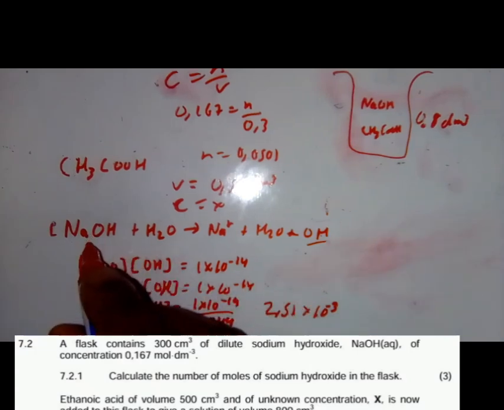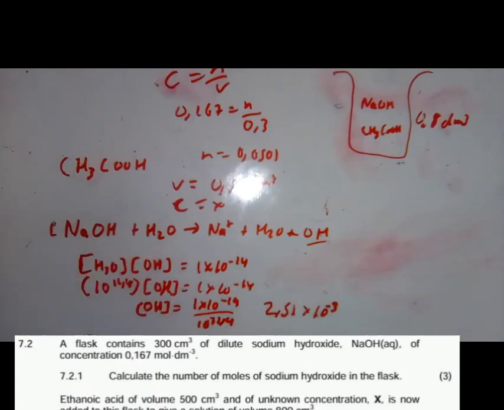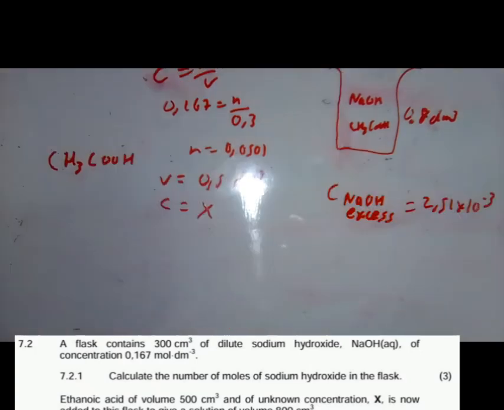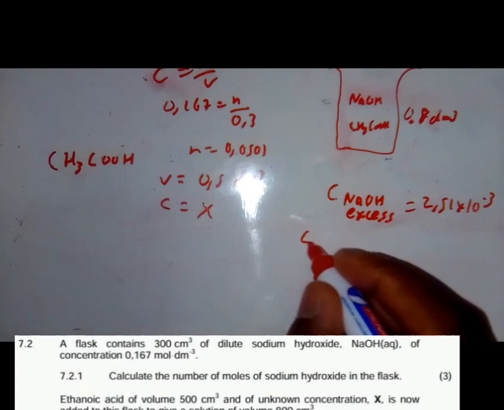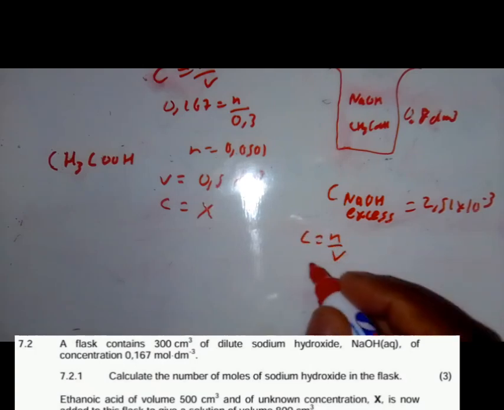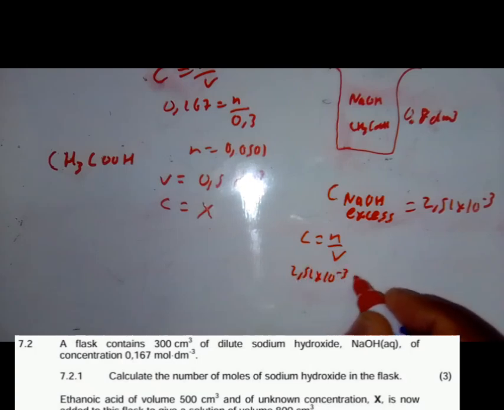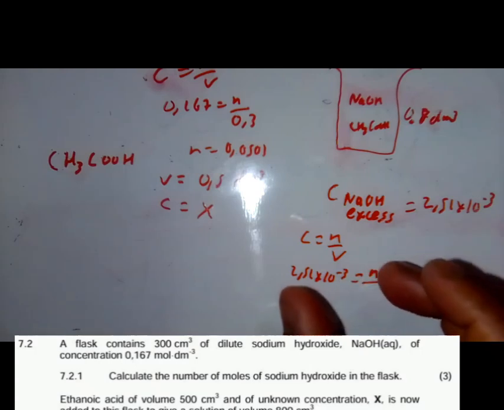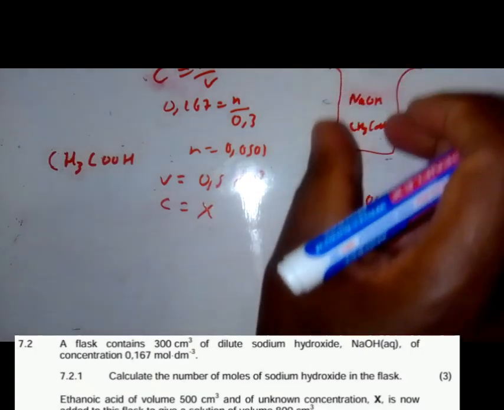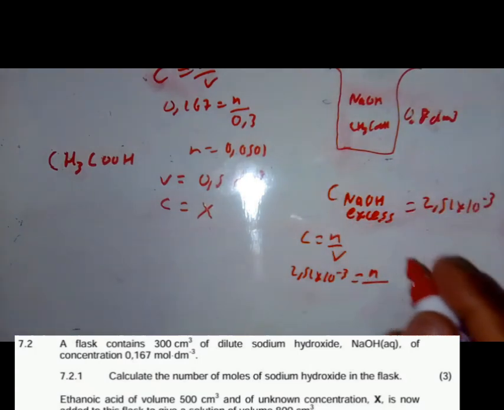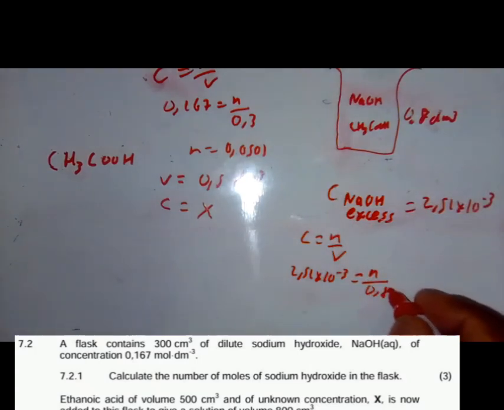So now we have the concentration of NaOH, right? So let me remove this equation. So we have found the concentration in excess. So now that we have found the concentration in excess, we are going to find the number of moles of the one that was in excess. So we know that C is equal to n over V. So concentration is 2.51 times 10 to the power of negative 3, which equals n over V. We're looking for the number of moles of the one that is in excess. Remember, the one that is in excess is always in the combined container, right? So then this is going to be 0.8. So that's the volume, right?